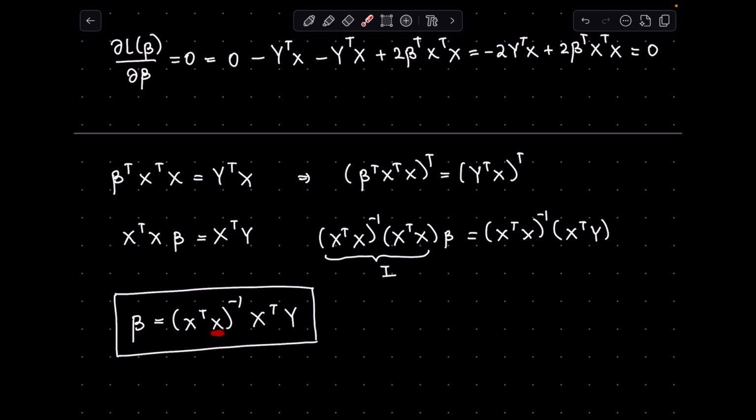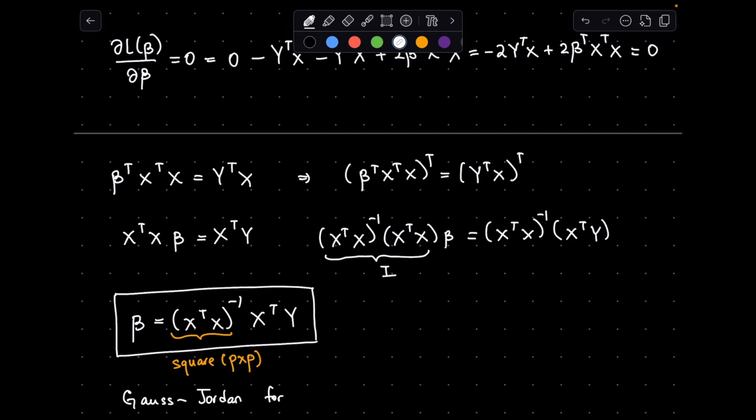Note that even though X is a non-square matrix, X transpose X is a square matrix, so we should be able to take the inverse of it. For example, one can use the Gauss-Jordan method to take the matrix inverse. Once we solve for beta, we get an exact solution as opposed to the gradient descent.